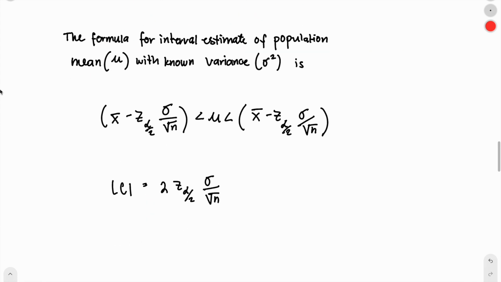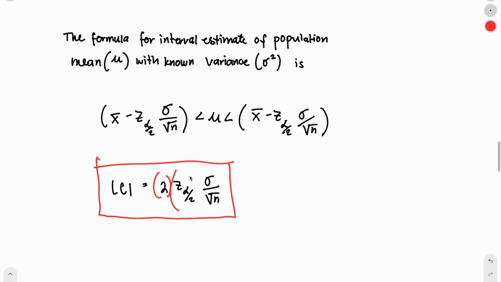Okay. Note that the formula for the interval estimate of population mean mu with the known variance sigma squared is this: mu is greater than x bar minus z sub alpha over 2 times sigma over square root of n, and it's less than this value again. So the LCI formula now is this: 2 times z sub alpha over 2 times sigma over square root of n.